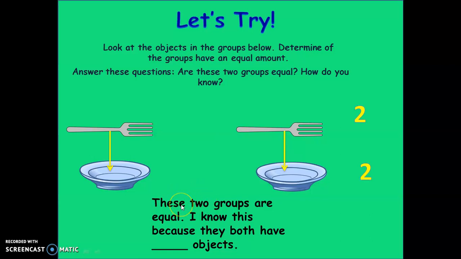So we can put this in our sentence frame. These 2 groups are equal. I know this because they both have 2 objects.